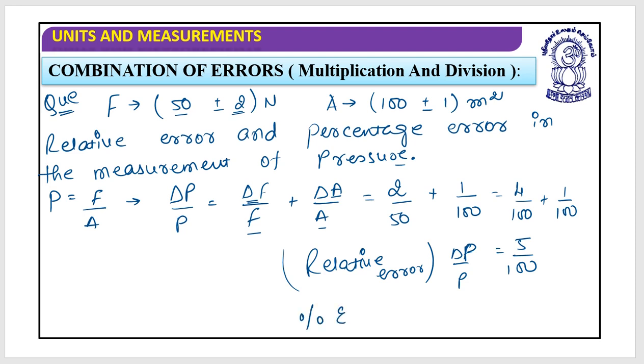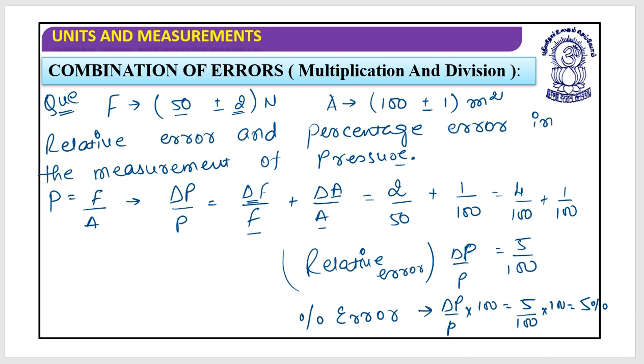Next, percentage error. It's the relative error multiplied by 100. So delta P by P multiplied by 100 equals 5 by 100 into 100, which comes to 5%. Got it? So, is everything clear? Yes. Can we move to the next?